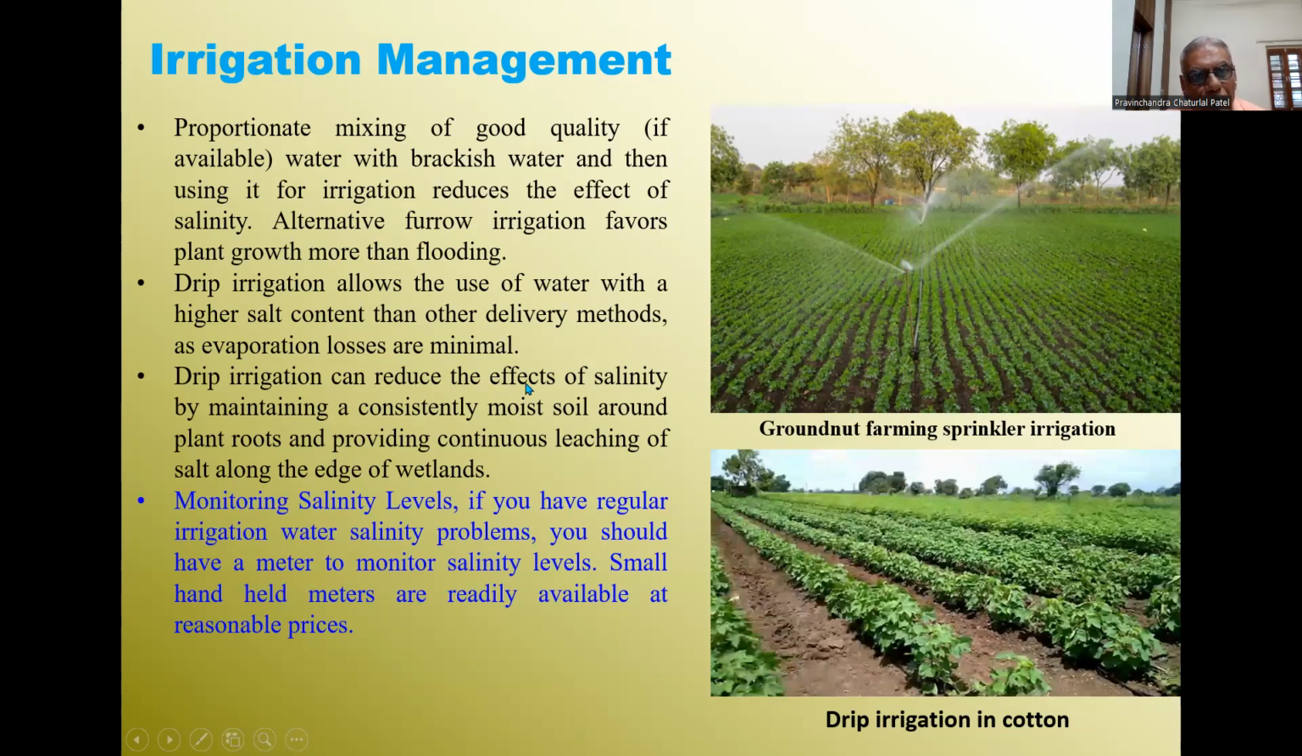So drip irrigation can reduce the effect of salinity by maintaining considerable moist soil around plant roots and providing continuous leaching of salt along the edge of the wetted zone. Monitoring salinity level: if you have a regular irrigation water salinity problem, you should have a meter to monitor salinity level. Small handheld meters are readily available at reasonable prices.